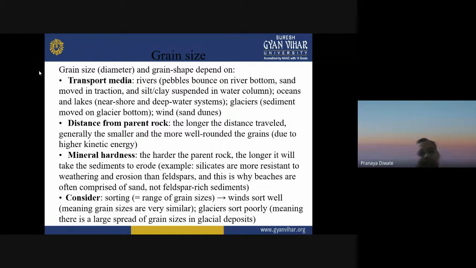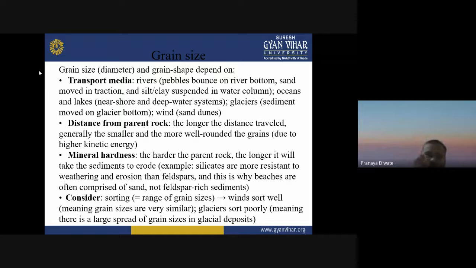The size of that grain depends on which transport media they have used, then the distance from the parent rock, then mineral hardness, and then sorting. So grain size and grain shape are the two important parameters, depending on the transport media, whether it is a river, a glacier, a lake, or wind. Different transporting media give you different grain sizes.